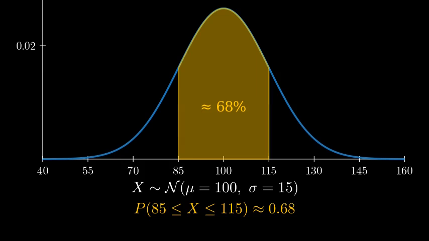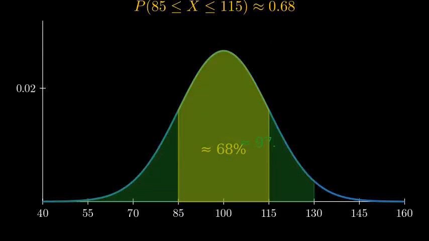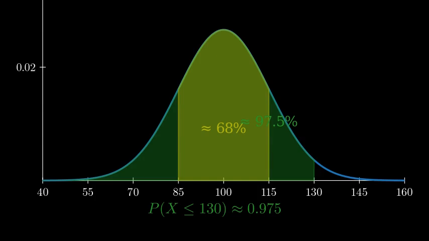Another fast estimate. What is the probability that x is less than or equal to 130? We bring the same curve back in view. We shade from the far left up to 130. 130 is mu plus 2 sigma, so the empirical rule gives about 97.5% to the left.